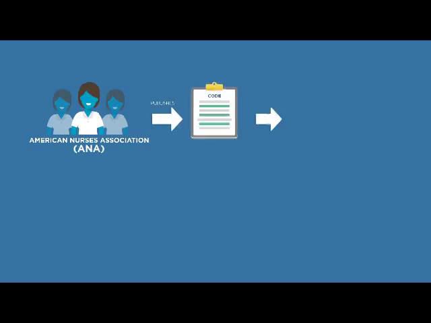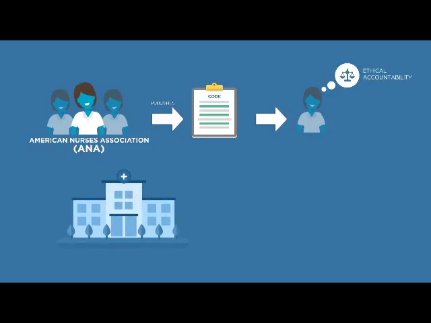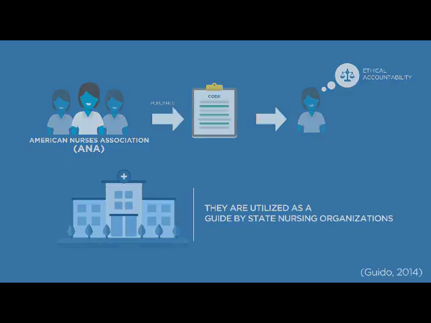American Nurses Association. On the national level, the American Nurses Association, or ANA, publishes a code of ethics for nurses that provides direction for those entering the nursing profession about their ethical accountability, sets a nursing standard for ethical practice, and informs the consumer about nursing's ethical standards. They are utilized as a guide by state nursing organizations.